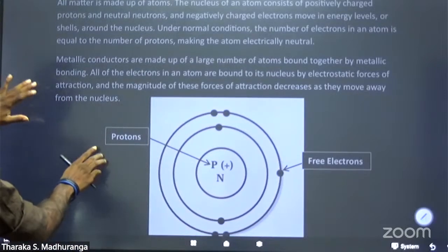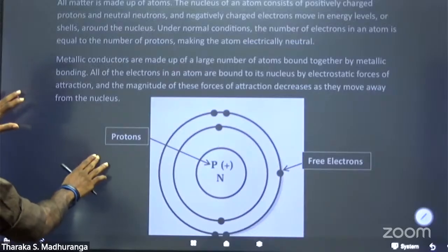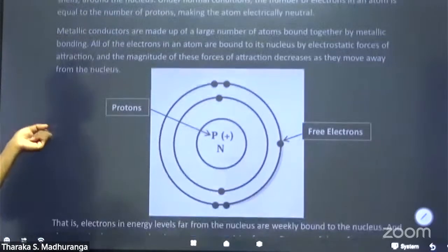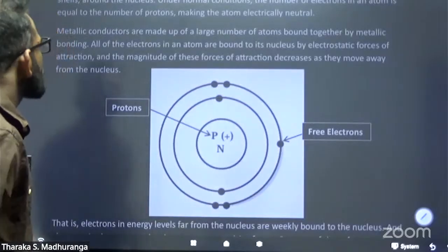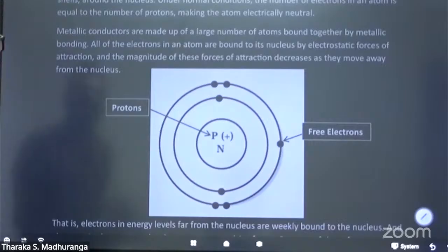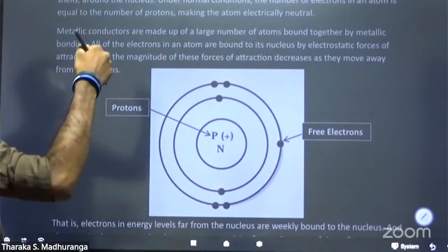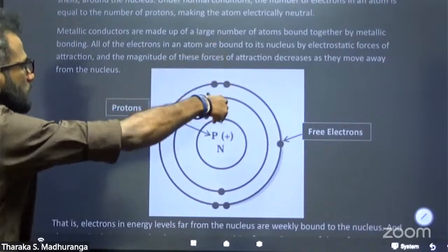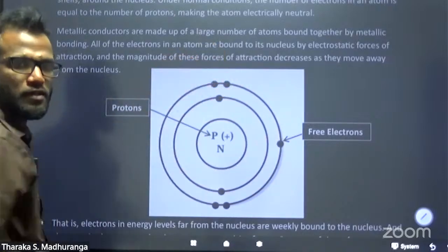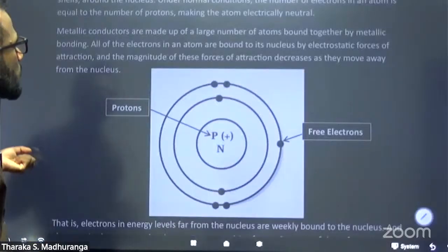Metallic conductors. Conductors, I will explain what they are later. Conductors are made up of a large number of atoms bound together by metallic bonding. All the electrons in the atom are bonded to its nucleus by electrostatic force of attraction. Electrons are attracted to the nucleus due to this charge difference, positive and negative.